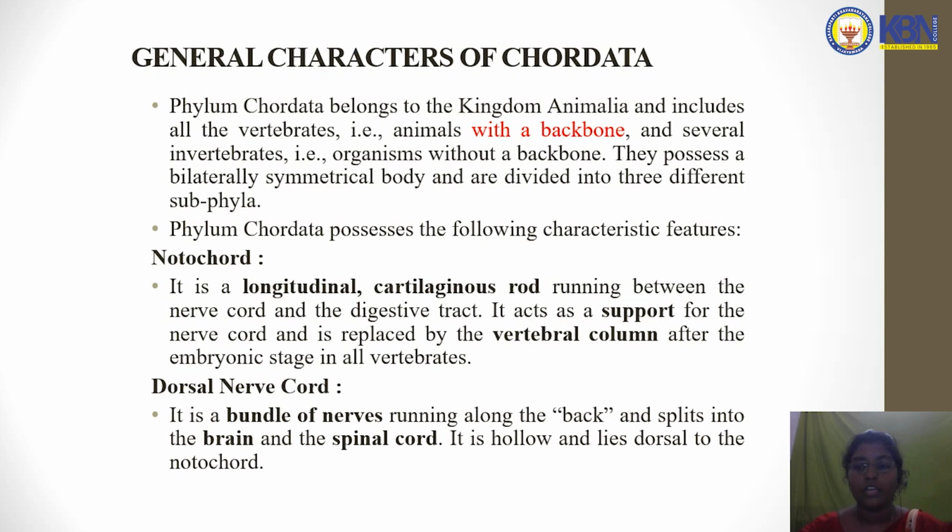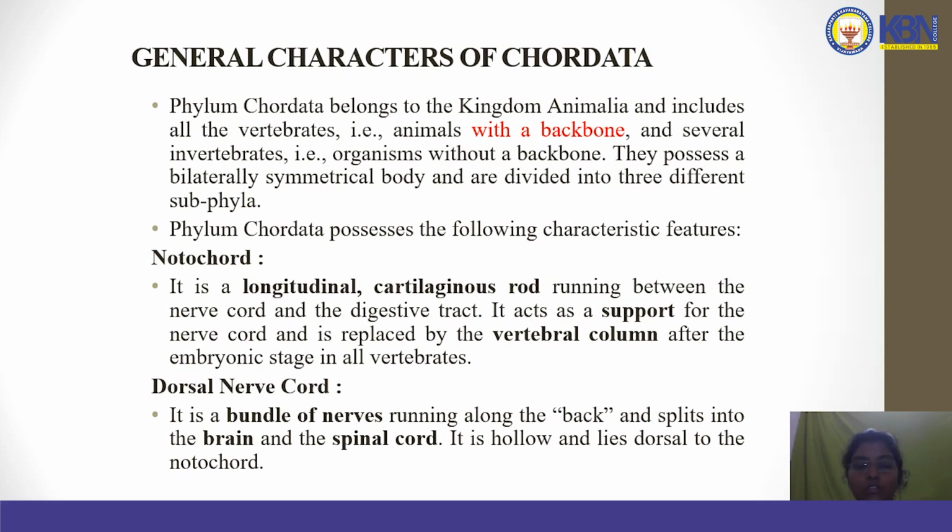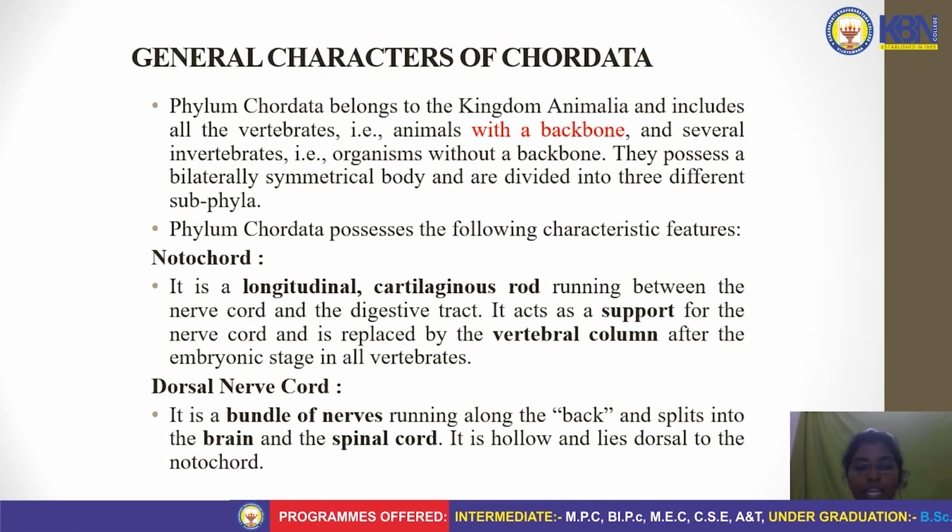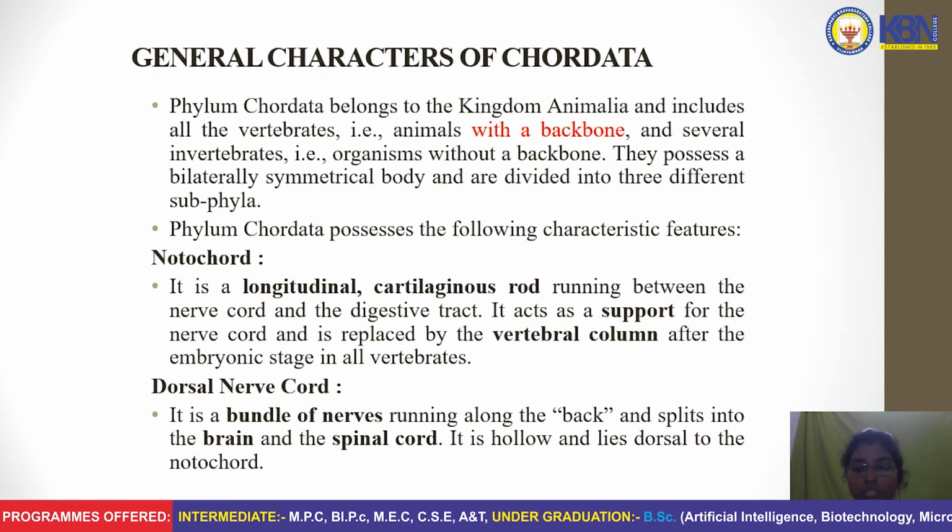Notochord. It is a longitudinal cartilaginous rod running between the nerve cord and the digestive tract. It acts as a support for the nerve cord and is replaced by the vertebral column after the embryonic stage in all vertebrates. Dorsal nerve cord. It is a bundle of nerves running along the back and splits into the brain and the spinal cord. It is hollow and lies dorsal to the notochord.